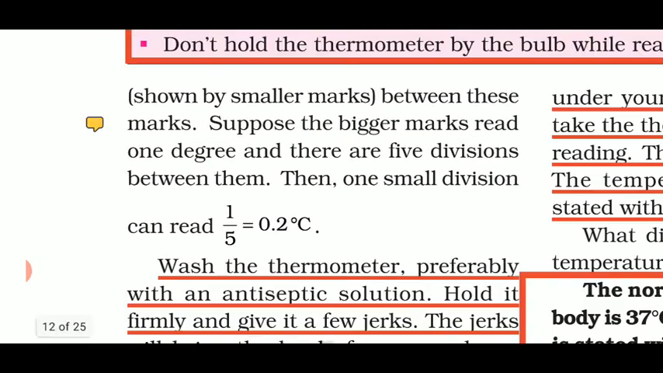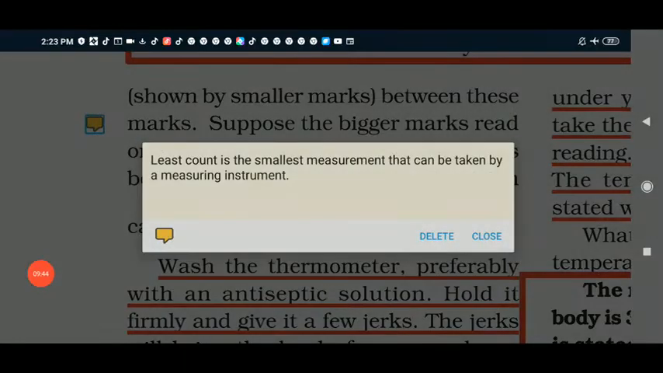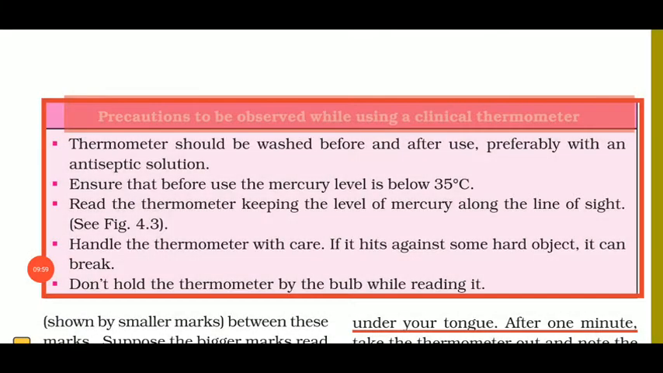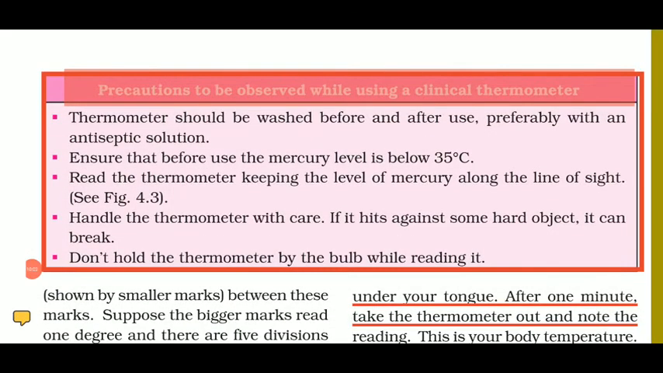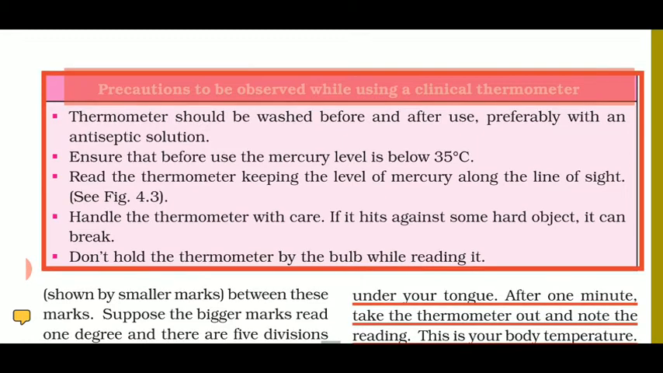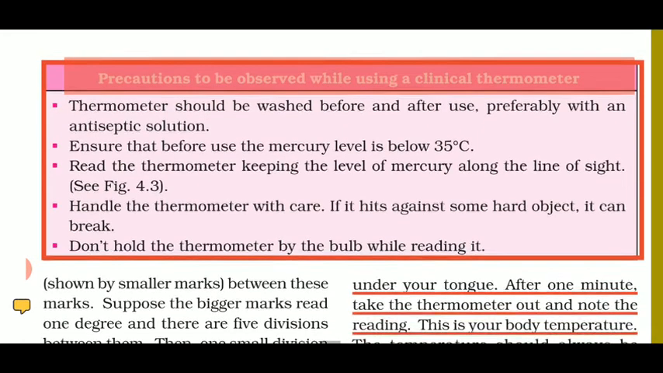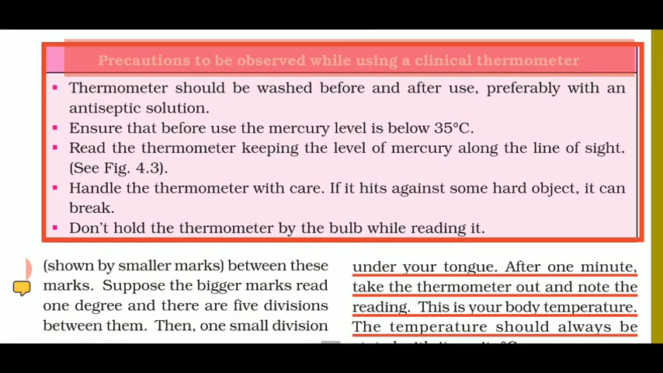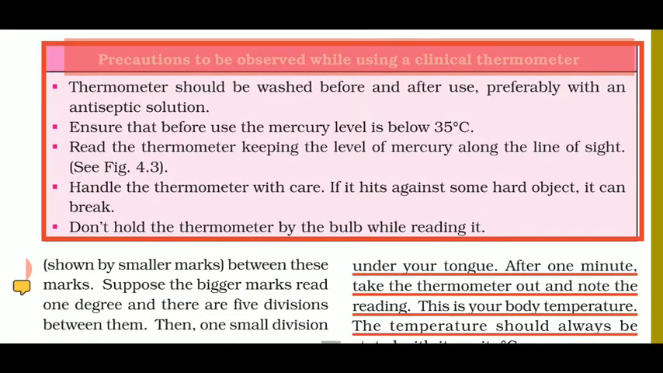Now what do we mean by least count? So students, least count is the smallest measurement that can be taken by a measuring instrument. So this is how we take a reading on a thermometer. And also, before using a thermometer, you should preferably wash it with an antiseptic solution, and you should ensure that before use the mercury level is below 35 degrees Celsius.